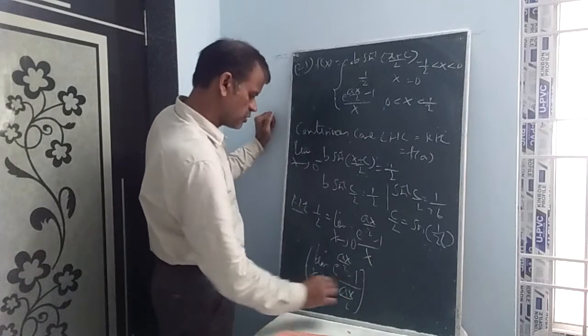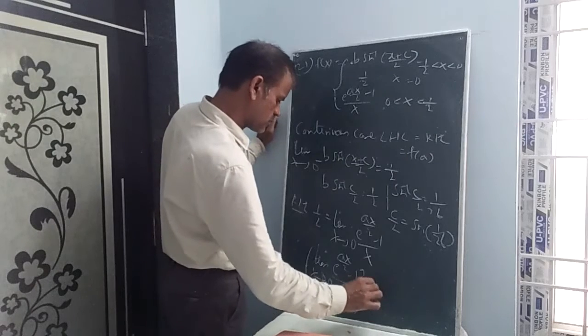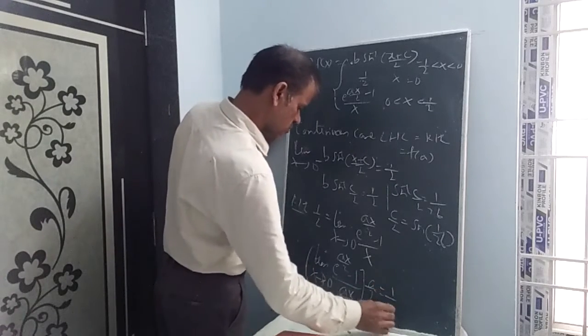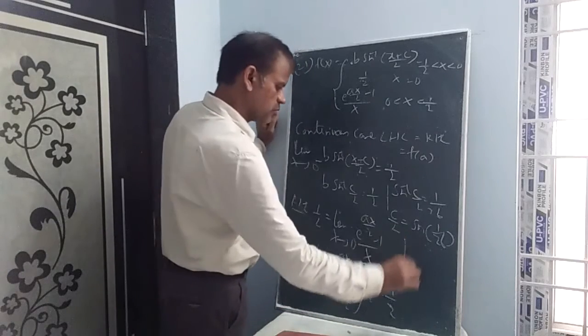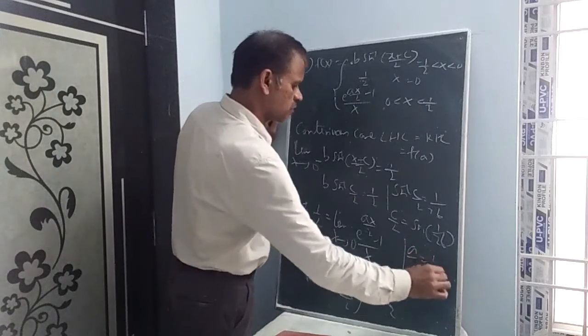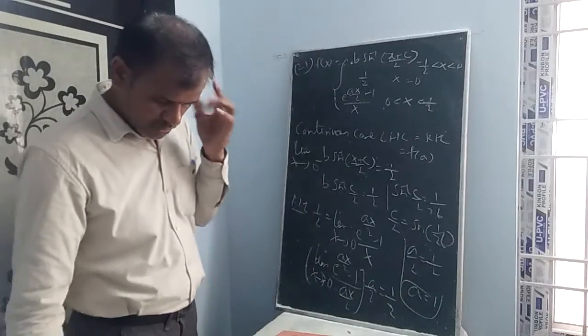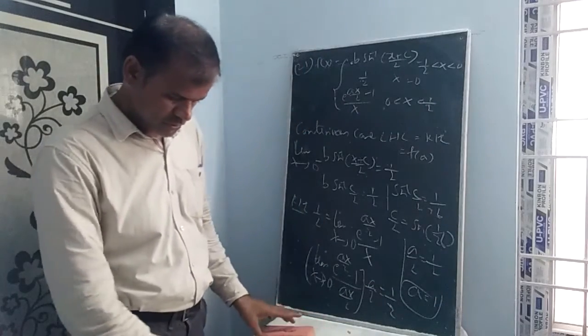Ax by 2 into here a by 2, so that is 1 by 2. So this is 1. You can understand a by 2 equal to 1 by 2, so a equal to 1. A equal to 1 verified, first option.